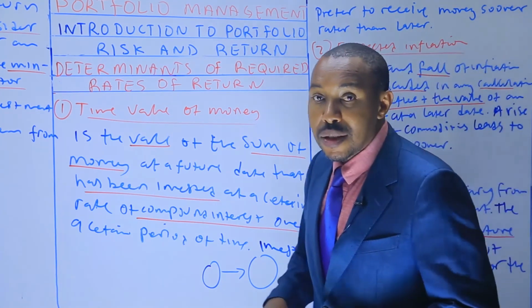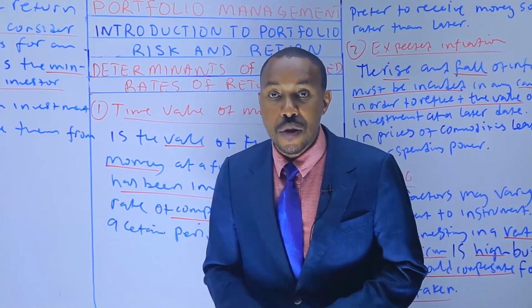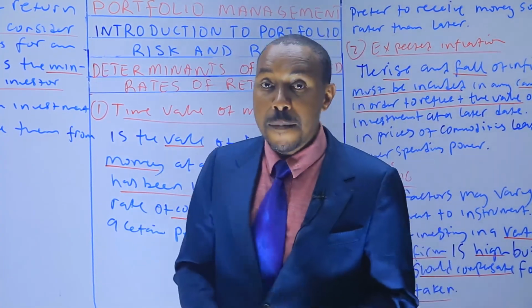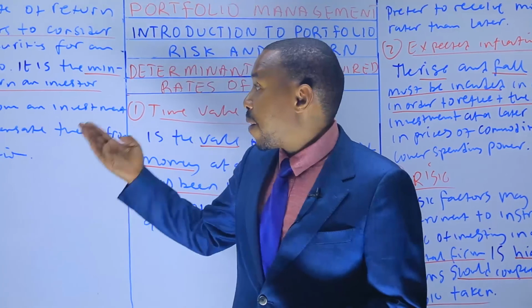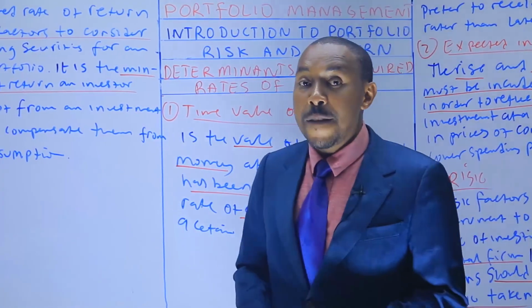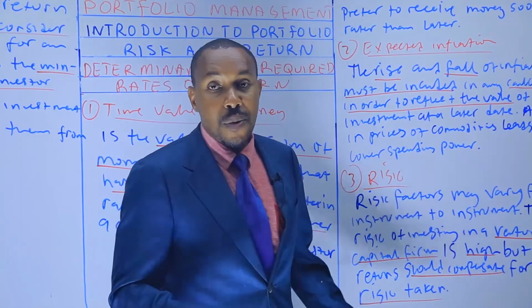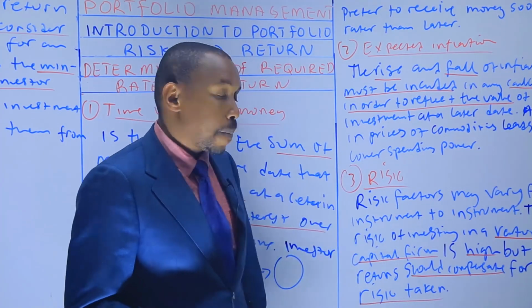And this brings us to the end of this subsection on determinants of required rates of return. Three major ones: the first one is the time value of money. The second one, which we've already discussed, is the expected level of inflation, and the third one is risk.